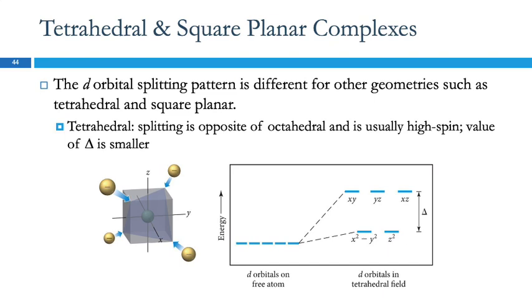Any questions? So that was for octahedral complexes. The d orbital splitting pattern is different for other geometries. In a tetrahedral geometry, the splitting is the opposite of the octahedral. So we've got 3 that are higher in energy and 2 that are lower. And it's usually high spin, meaning the delta here is smaller.